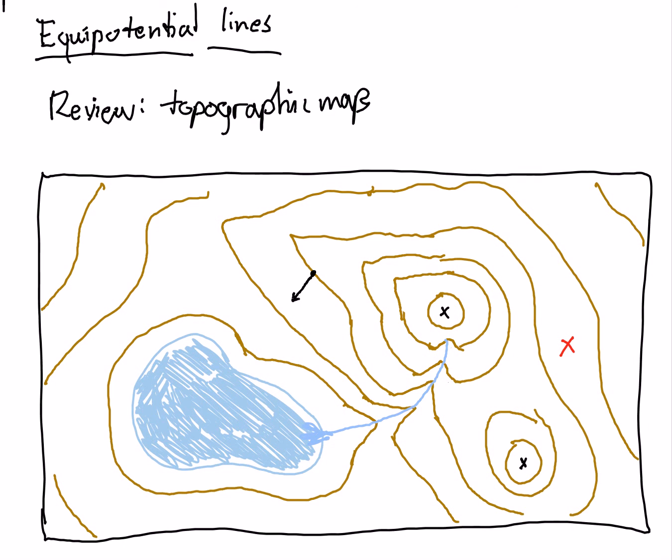Well, it's going to go downhill, and it's going to go perpendicular to the topographic lines. So perpendicular to the topographic lines, that's your direction of steepest descent. And that's going to wind up being analogous to, in our case, electric field. So let's do an example and draw equipotential or topographic lines for a couple of positive point charges.